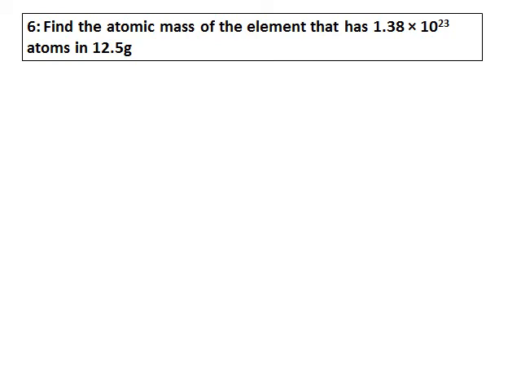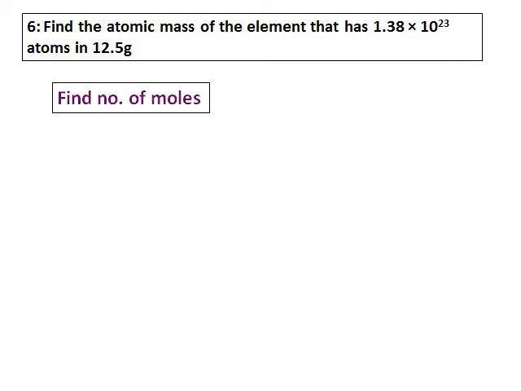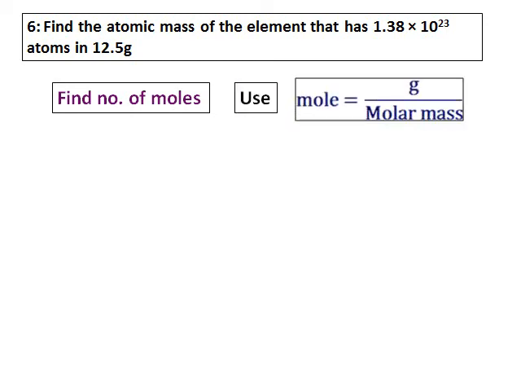Find the atomic mass of the element that has 1.38 × 10^23 atoms in 12.5 grams. In this case, the number of atoms is given, and grams is given. So our first step is to calculate the number of moles. Then we will use mole equals gram over molar mass to calculate the atomic mass. It will be molar mass if it is a molecule, but since it's an element, it will be atomic mass.